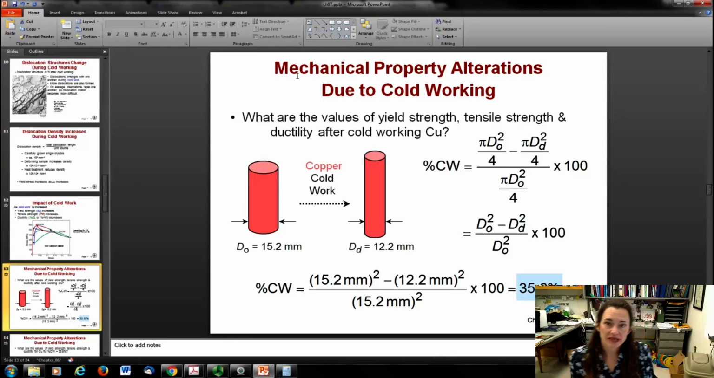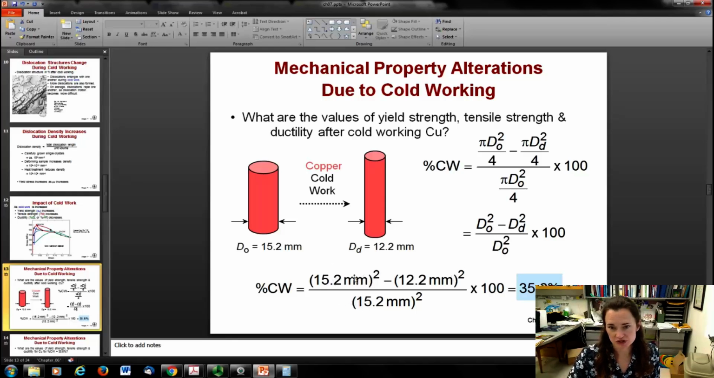Okay, so mechanical property alterations due to cold working. If you look, for example, at what happens when you cold work copper, let's say that you pulled it out, applied some kind of stress, put it through a die or whatever, so that the initial diameter of the thing was 15.2 millimeters, and then it goes to 12.2 millimeters. So then you can calculate the percent cold work, it's going to be proportional to the radius of the diameter squared differences.